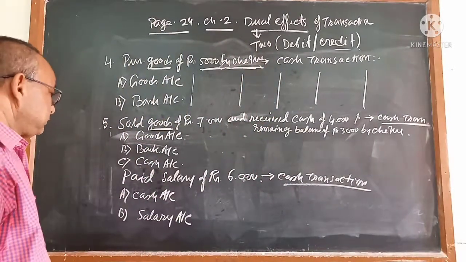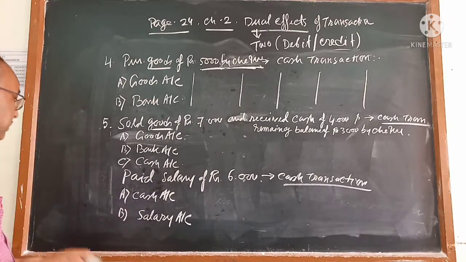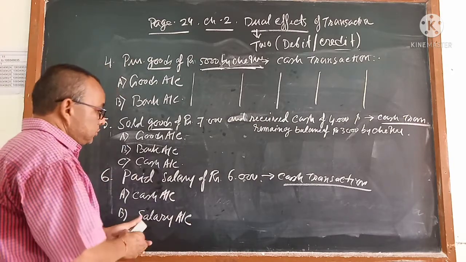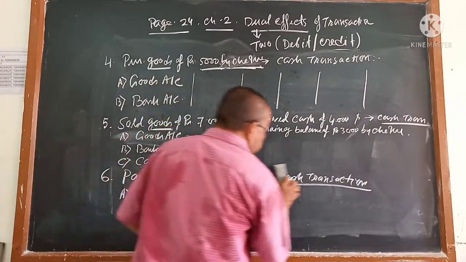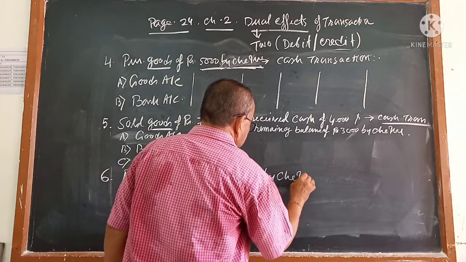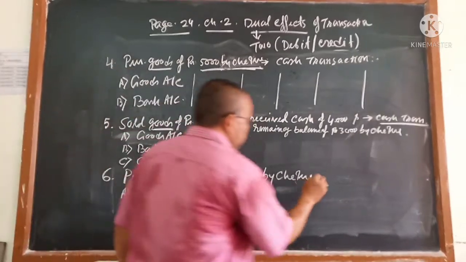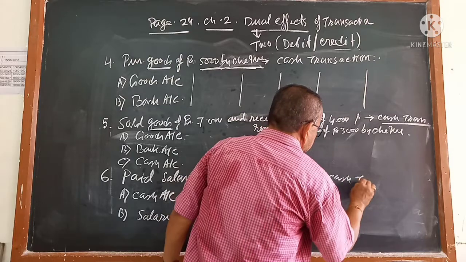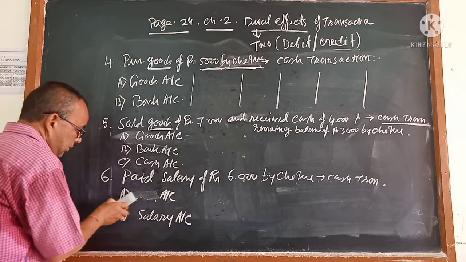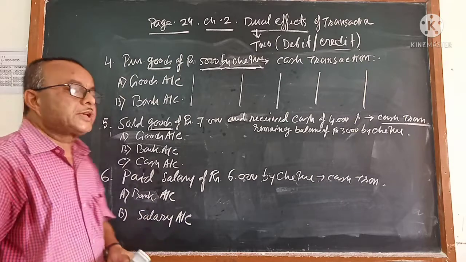But three effects come. Next is the 6th point, where we have told paid salary of rupees 6,000. Here I suppose it is given by check. Paid salary of rupees 6,000 by check, so obviously it is a cash transaction. In place of cash, one bank account will come, and the other is salary.